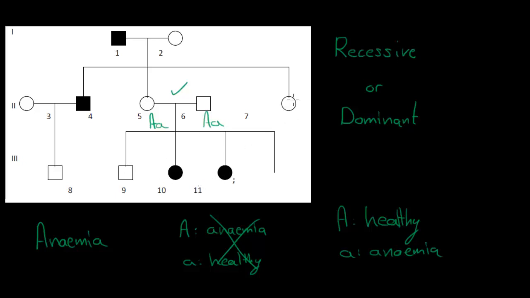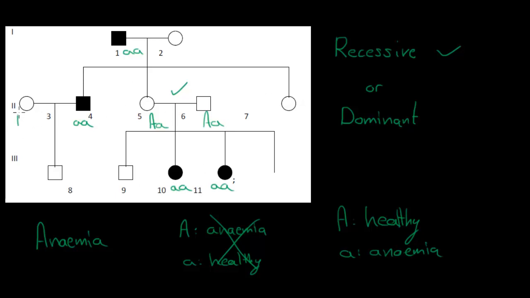So this disease or this condition we are looking for is definitely recessive. Now you may also be asked to write possible genotypes for all of the individuals on a pedigree chart. The easiest ones to start with, since the disease is recessive, are the ones that are shaded, because all of the shaded, it means they suffer from anemia, so they are homozygous recessive.